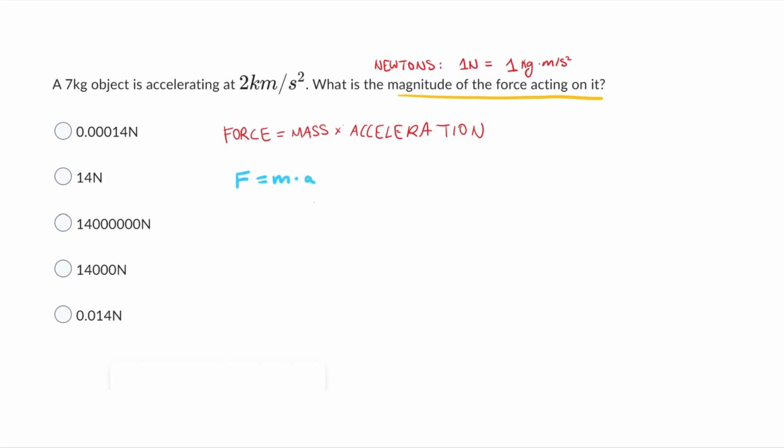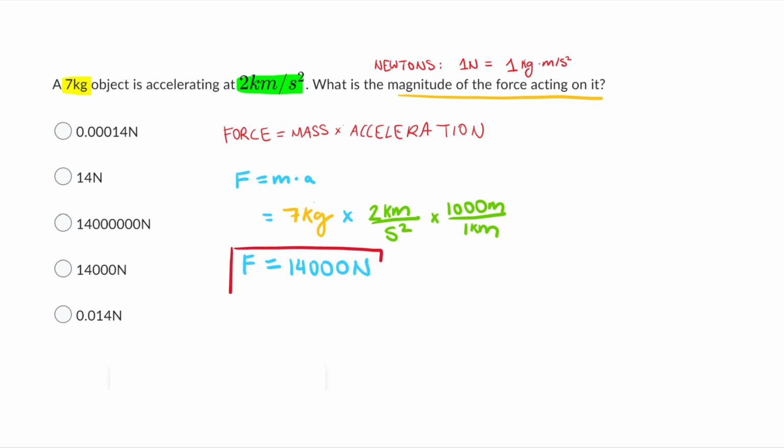we write out this equation, and we are given the mass. So we input 7 kilograms, and then we multiply that by the acceleration, which is 2 kilometers per second squared. Now something to note here is this is not the correct units to get us to newtons. So we have to do unit conversion in order to get a result that matches with our options here. So we multiply by 1,000 meters. So this is then equal to 14,000 newtons, which makes this the correct option.